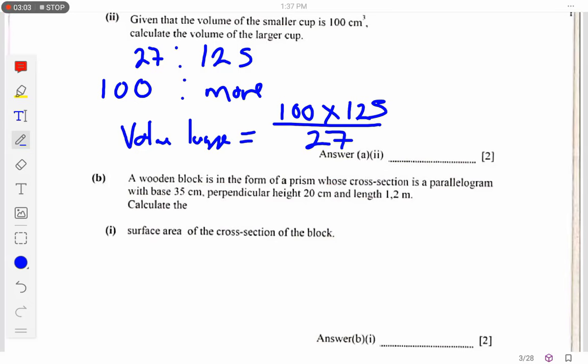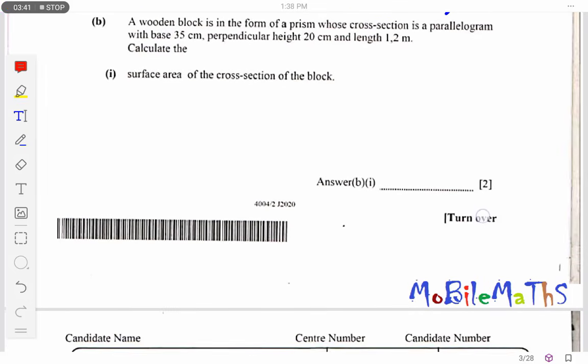Okay, so that's how we are getting. We are cross multiplying here and we are dividing there by 27. So if we do that, 125 times 100, we get 12,500, divided by 27, that would be like 462.96 centimeter cubed. Okay, so this is the volume for the larger cup there. Okay, let's move on to the next question.